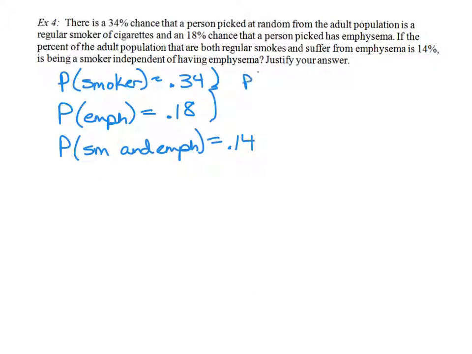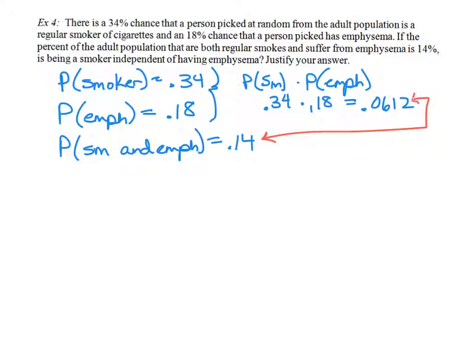When I do the probability of having a smoker multiplied by the probability of having emphysema, so 0.34 multiplied by 0.18, I'm getting an answer of 0.0612. Again, I see that these two numbers do not match. So if those two numbers don't match, I'm going to use 3 dots to stand for therefore: these events are dependent. They're not independent.